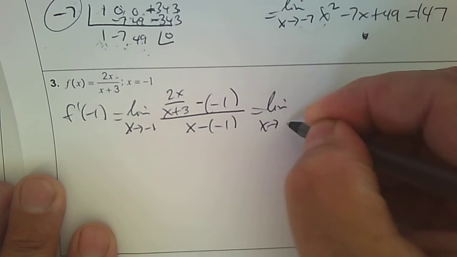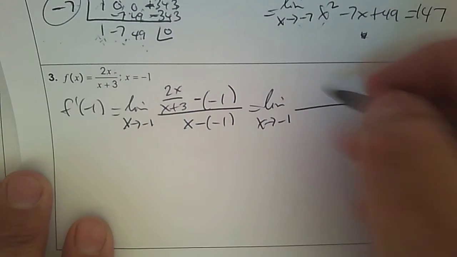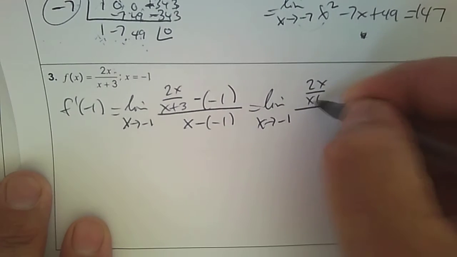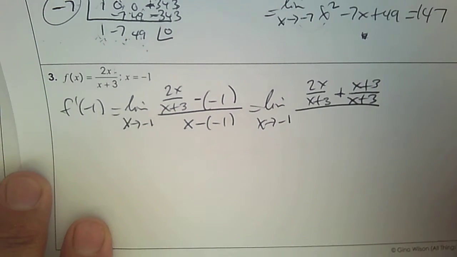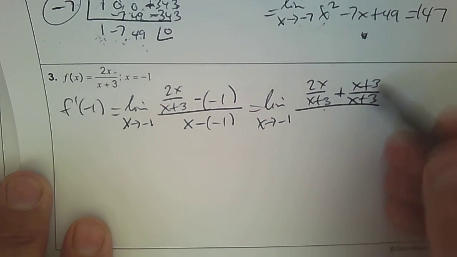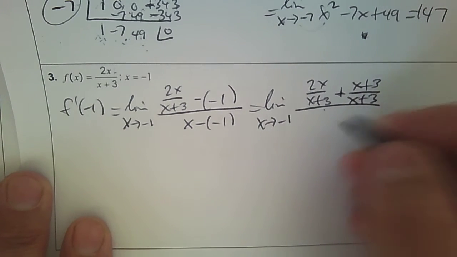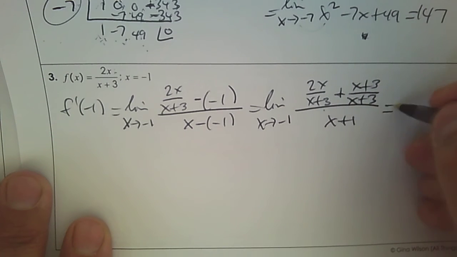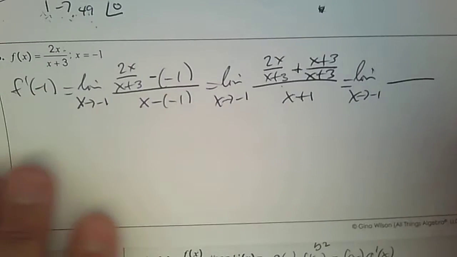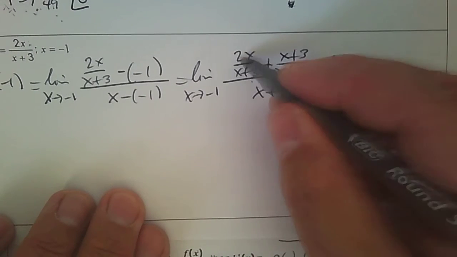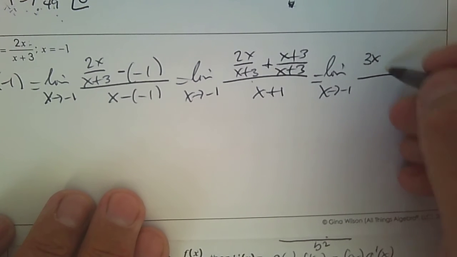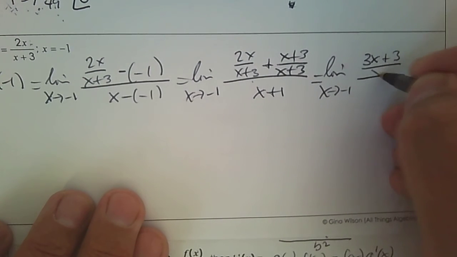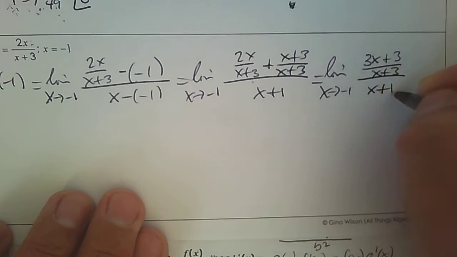So here, the limit as x approaches -1, we have 2x over x plus 3 plus 1. Well, that's easy to make common denominators. 1, so I just took the denominator over itself. That's 1, but it has common denominators, and this is x plus 1. Then it's the limit as x approaches -1. And I'm going to combine like terms here. So 2x plus x is 3x plus 3 over x plus 3 over x plus 1.